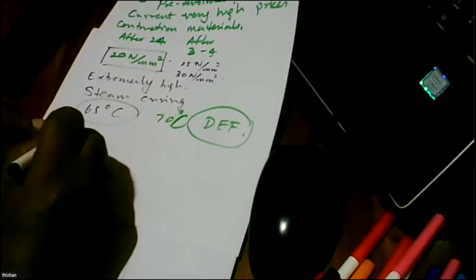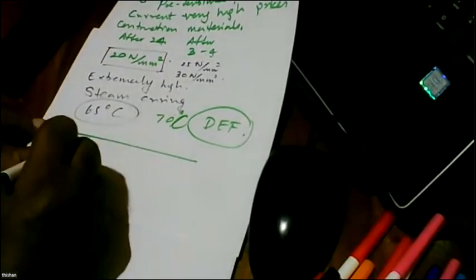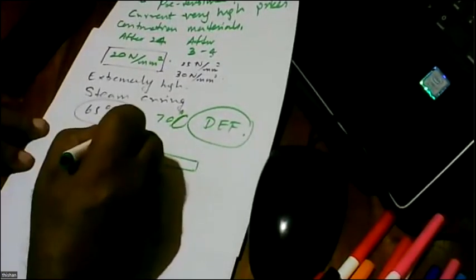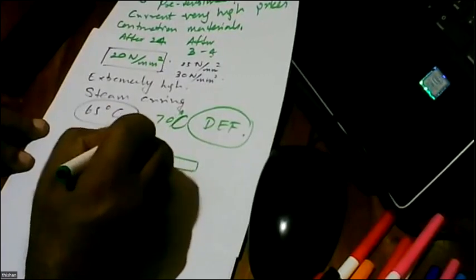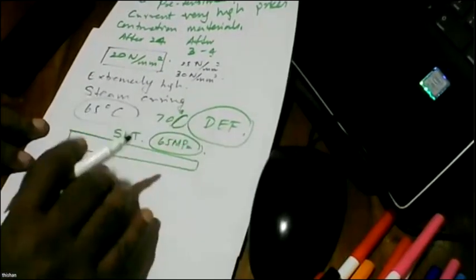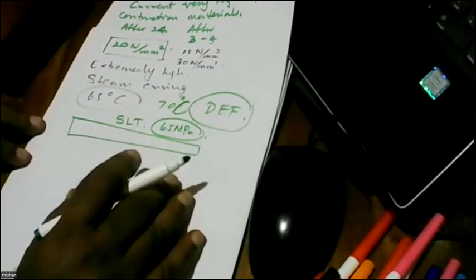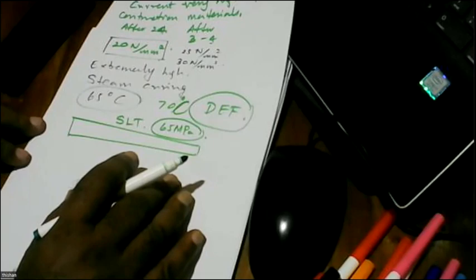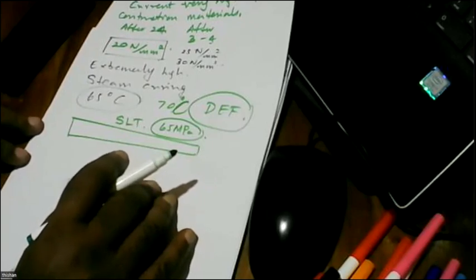So once we were involved in a project, a new product, which is the round pole for Sri Lanka Telecom, SLT, and we had to achieve something like 65 megapascal in 24 hours. So we did not try to do something impossible. We simply went with steam curing. And after 24 hours, we achieved 65 megapascal.